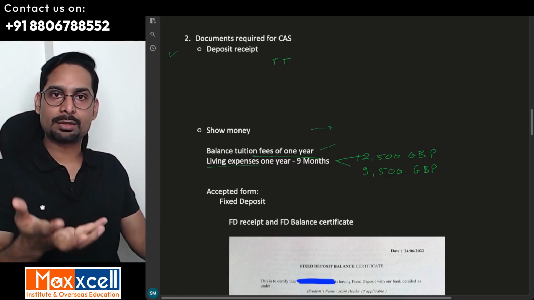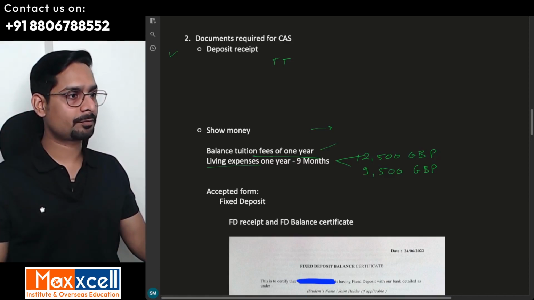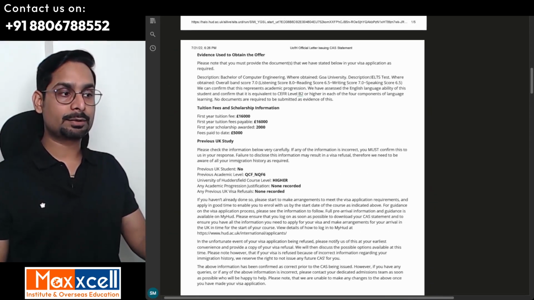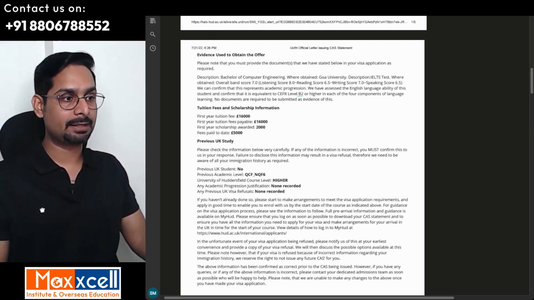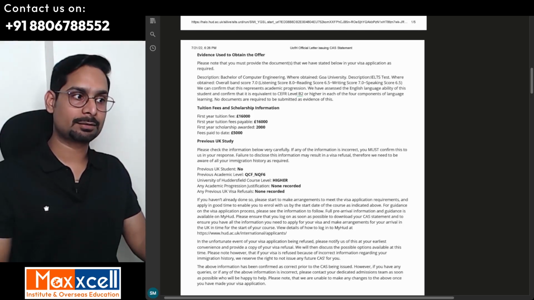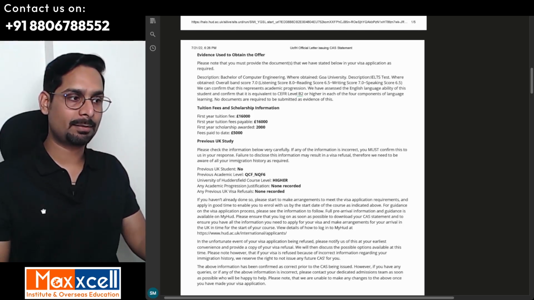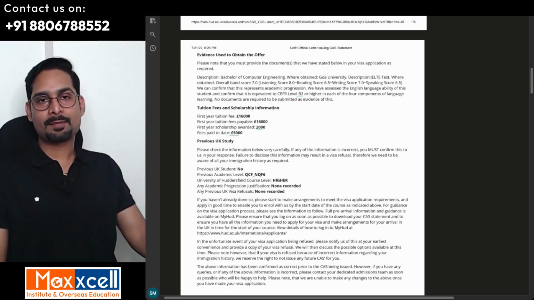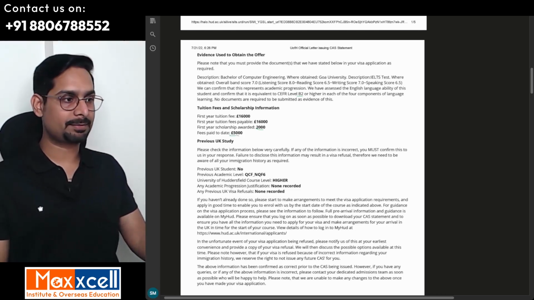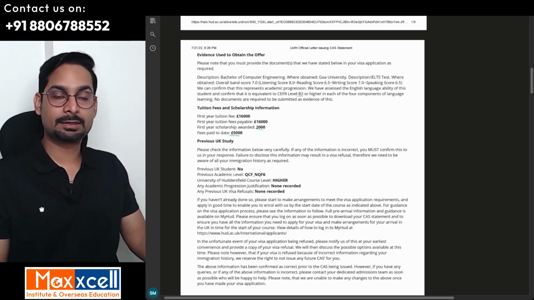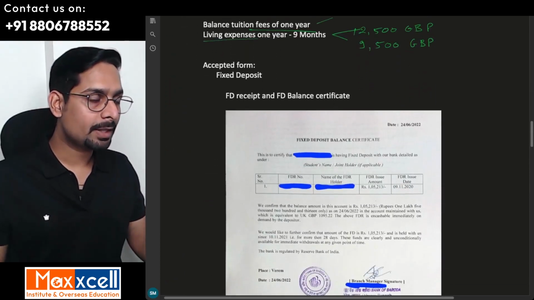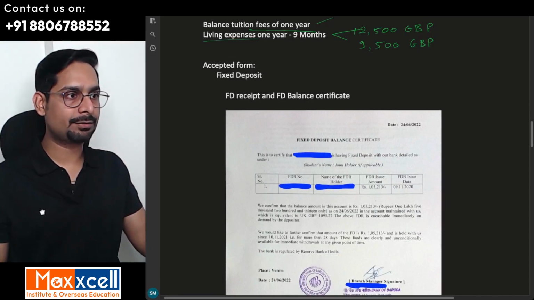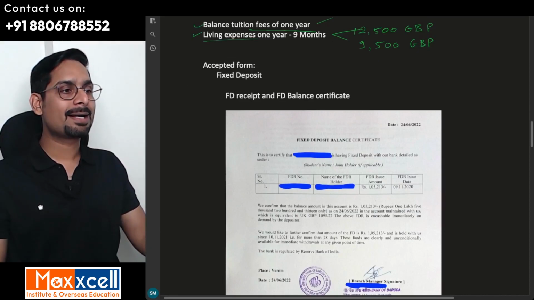Tuition fee, you are aware of the tuition fee, you have got the offer letter, so you know what the total tuition fee is and how much you have paid. Let's see in this case. For this student the total tuition fee was 16,000, the scholarship received is 2,000 and the fee paid is 5,000. So the scholarship amount and the deposit fee will be subtracted, and the rest you need to have in your bank account. I hope the balance tuition fee and living expenses part is clear to you.